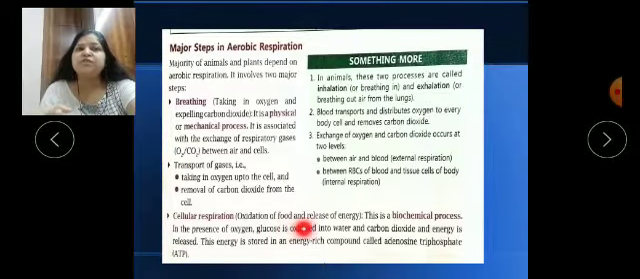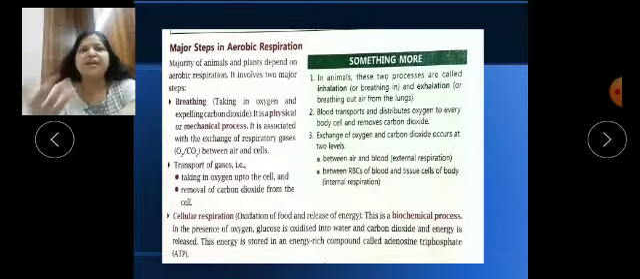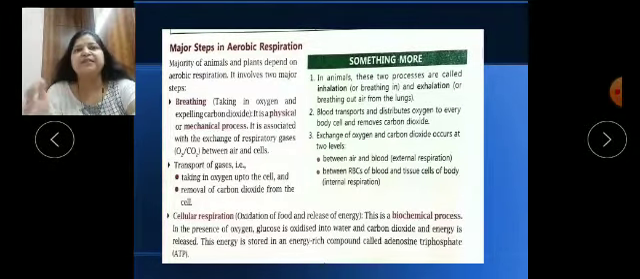So oxidation of food and release of energy is cellular respiration. Aerobic respiration is also called cellular respiration, and it is a biochemical process. I told you so many enzymes are used to break down the food, or to help in the oxidation of food, so that our food and oxygen release the energy from the food. That's why it is a biochemical process.